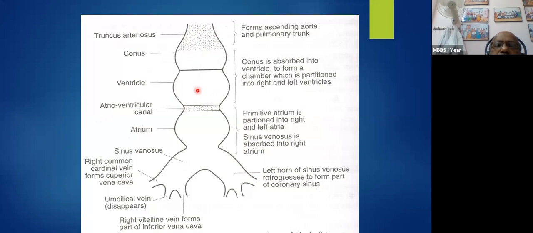So the interventricular septum, the bulbar septum, and the septum formed in the truncus to separate your ascending aorta and pulmonary trunk will be continuous with each other. It is a continuous septum. The septum is oriented spirally, that's why it is called the spiral septum. So that we will see next.